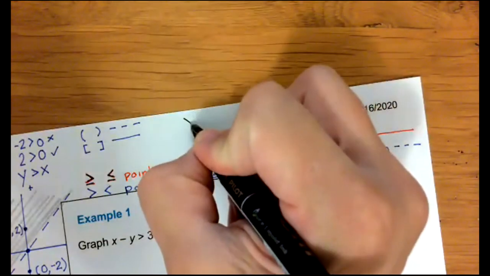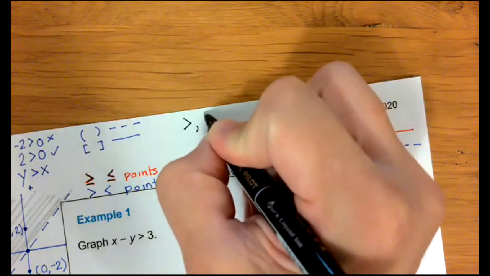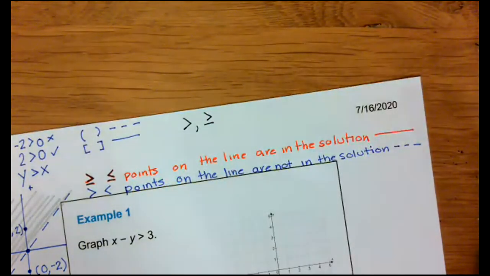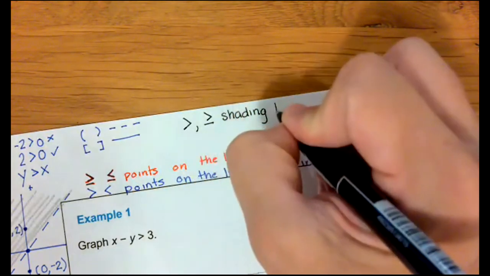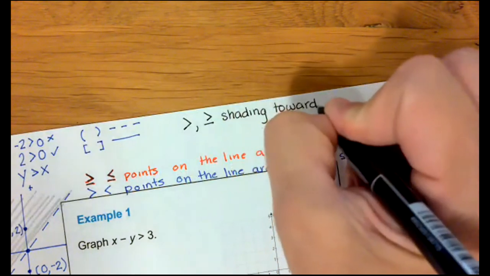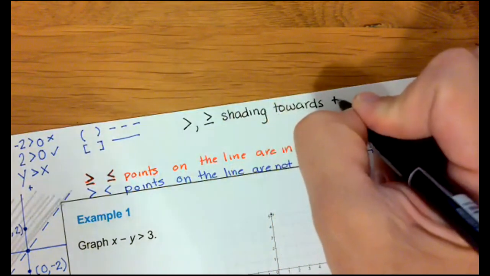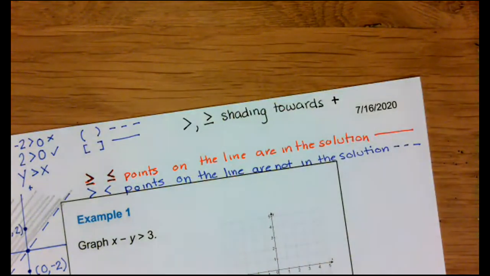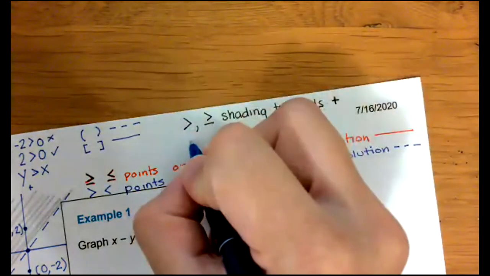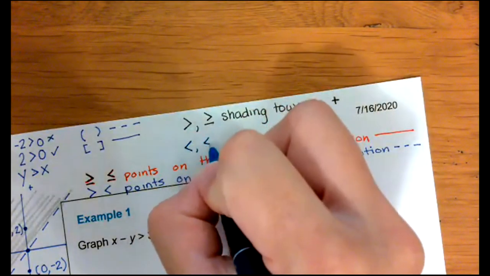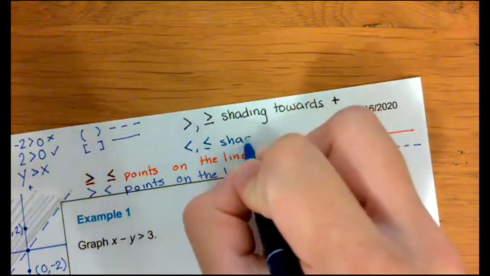So if you have this symbol or you have this symbol, you will be shading towards positive, okay? When I was learning this, they always said like shade up, but with x, there is no up, right? There's only left and right. So I like to say shading towards positive, okay? And then for these two, we are shading towards negative.